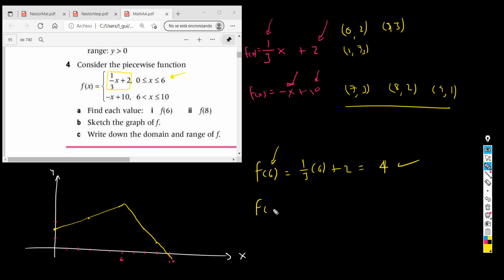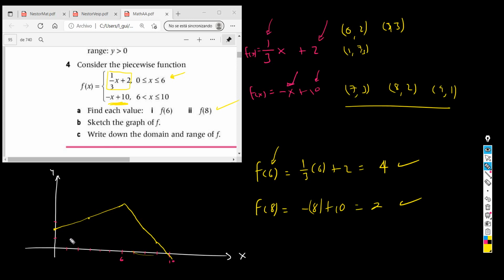And f of 8. So now what's the value of the function f for an input of 8? So 8 is in the second part, which is this part of the function, minus x plus 10. So I need to substitute the value in here. So it's going to be minus 8 plus 10, which is 2. And that's it. f of 6 is 4, f of 8 is 2. That covers this letter. Sketch the graph of f. It looks more or less like this. We already did it.